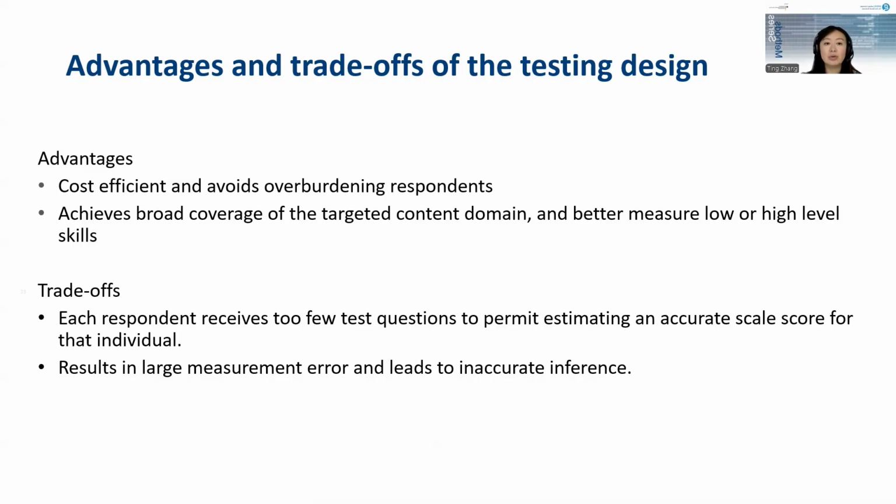Because each respondent receives too few test questions, their scale scores have a lot of measurement error. If we just use the scale scores we got from the test items they were administered, we are very likely to make inaccurate inferences because of measurement error, or because of the uncertainties in the scale score we got from a small portion of the items. Then what do we do?